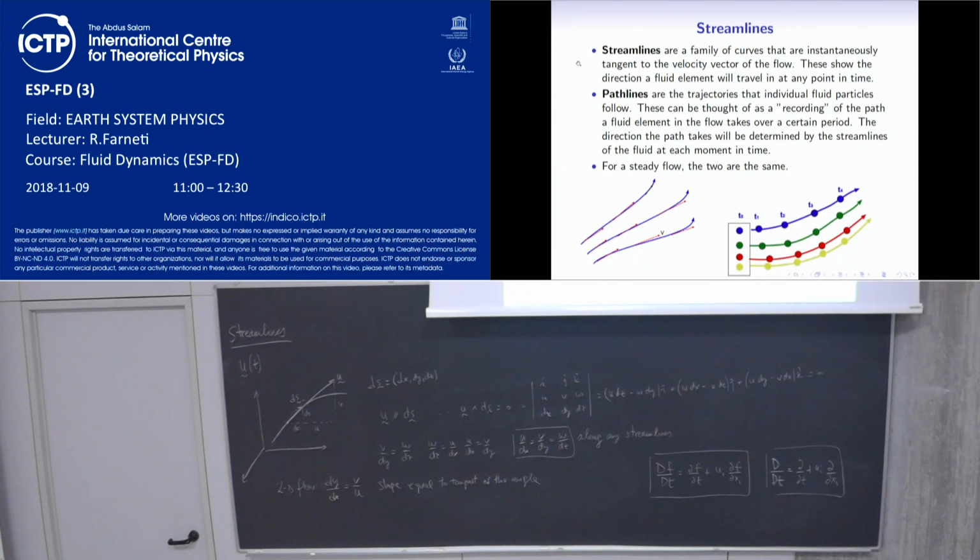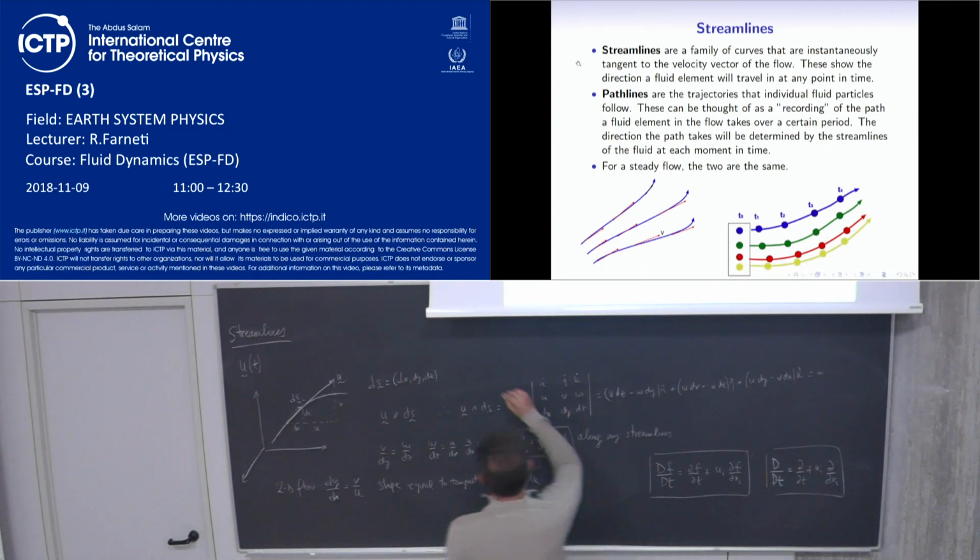So it can basically be thought of as a recording of the path of a fluid element in the flow over a certain period. The direction the path takes will be determined by the streamlines of the fluid at any moment in time. So if the flow is steady, the streamlines are equal to the path lines, okay?